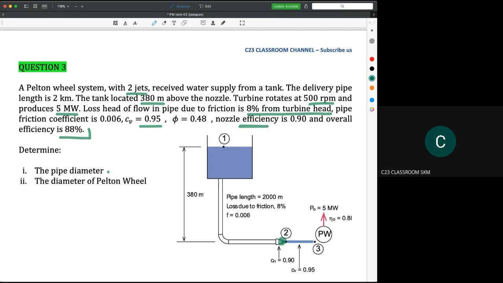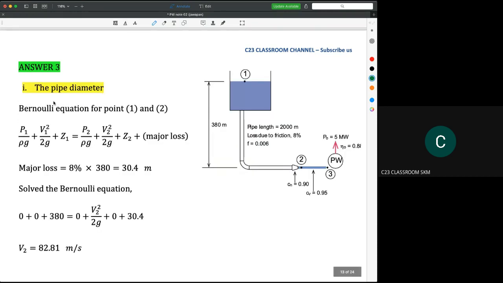And the question is to calculate the pipe diameter and the diameter of the Pelton wheel. So we go for the pipe diameter first, because the pipe diameter is related to the delivery pipe. Let's start from the Bernoulli equation. We have point number 1 here and point number 2 here, and then we could write the Bernoulli equation.